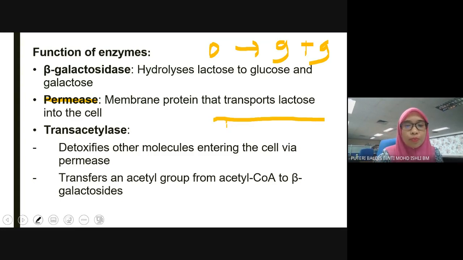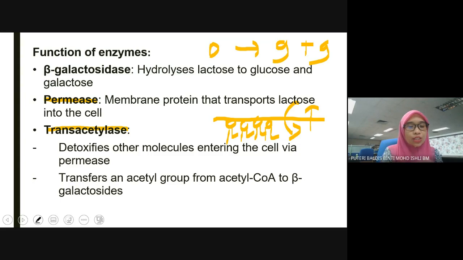As you all know, our membrane has a phospholipid bilayer. So it will increase the permeability so that more lactose will enter the cell. That is permease.